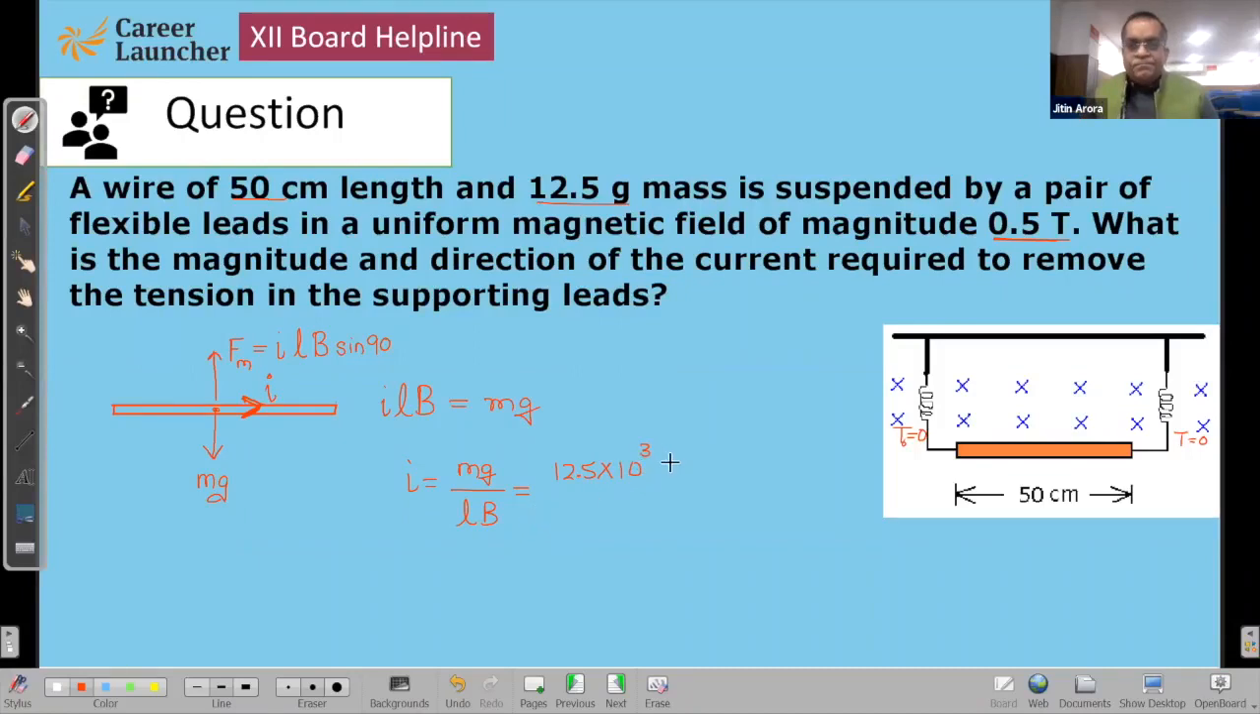kgs. मैं अगर कन्वर्ट करूं into 10 is the value of small g divided by length, which is 50 into 10 raised to the power minus 2 into the magnetic field, which is 0.5, that is 5 into 10 raised to the power minus 1. तो सबसे पहले हम 10 की पावर्स देख लेते हैं. तो 10 की पावर्स में आ गया 10 की पावर 3 plus 1 plus 2 plus 1. ये हो गई 4, 5, 6, 7. So 10 raised to the power 7 हो गया.